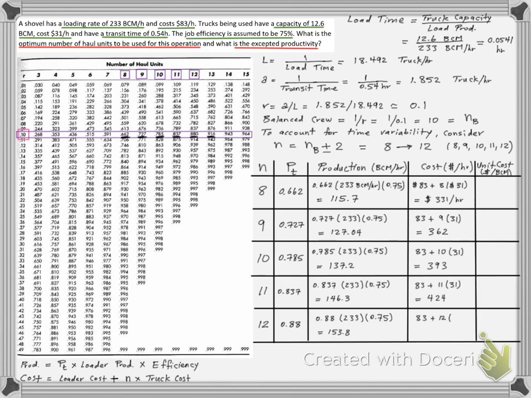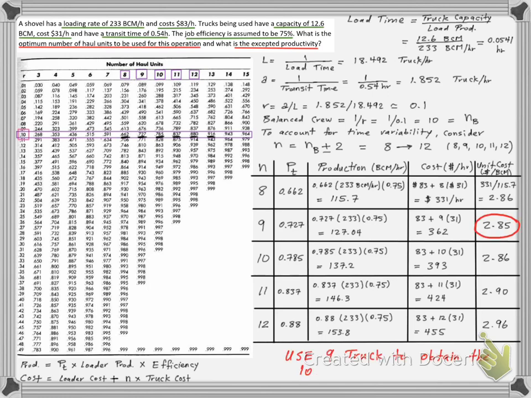We'll calculate in the fourth column the crew cost that includes the hourly cost of the shovel and the trucks. In the last column, we calculate the operation cost performance or unit cost by dividing the hourly cost over the hourly production of every crew scenario.